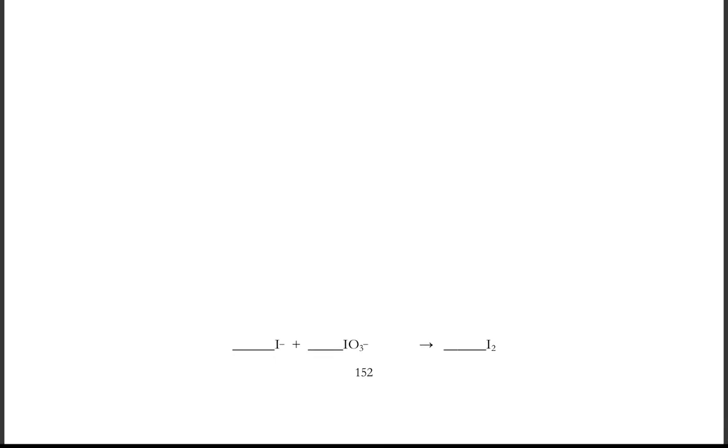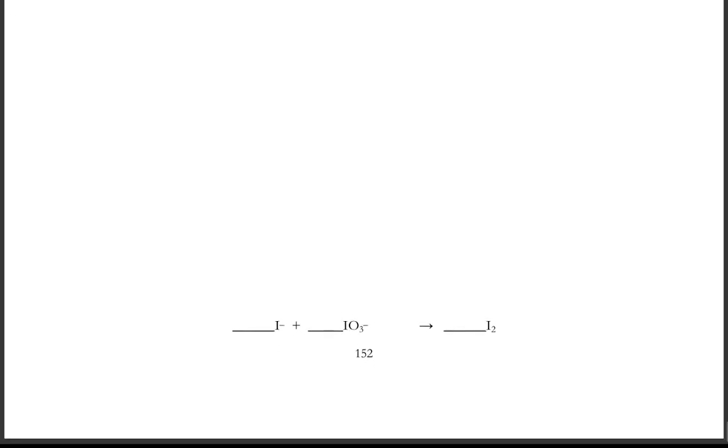So in the blanks here in front of the I minus and the IO3 minus and the I2, you put the coefficients you found, include water on whichever side it is needed, and include H plus on whatever side it is needed. Okay, so that is the end of this redox reaction activity. So when you are done with it, do a double check, make sure you're happy with it, scan it, prepare a PDF file, and submit it.